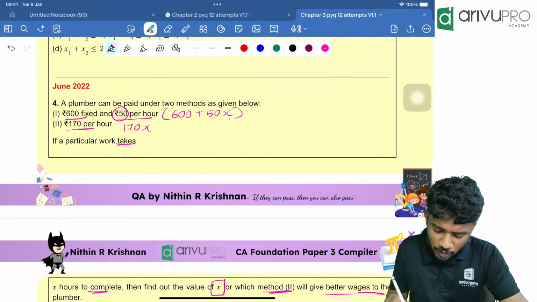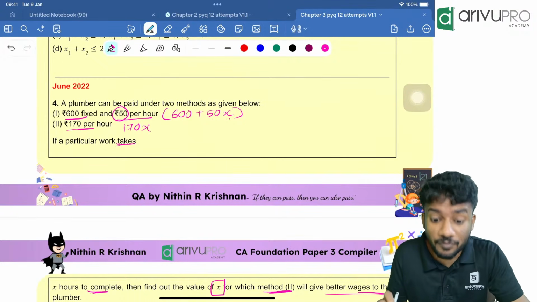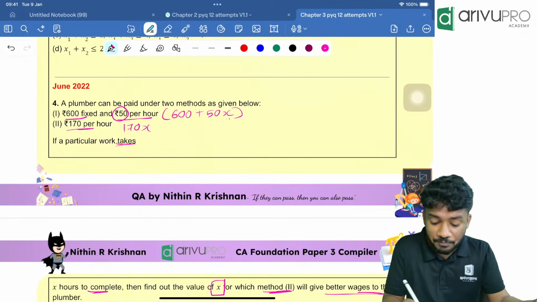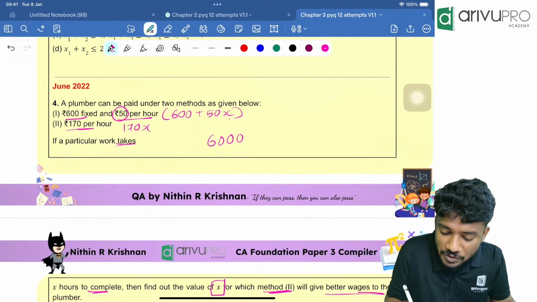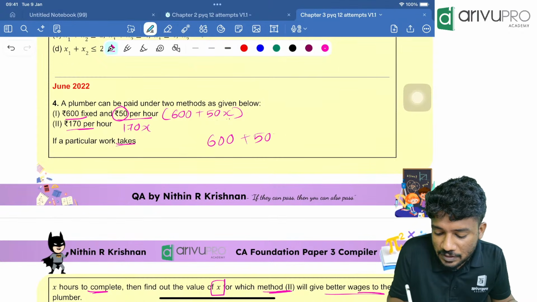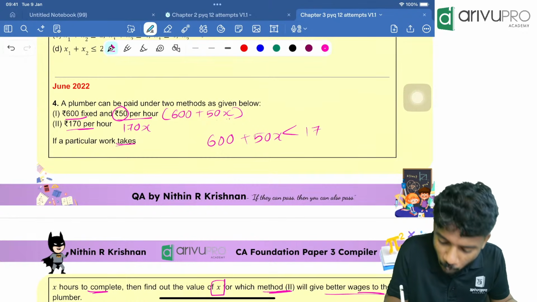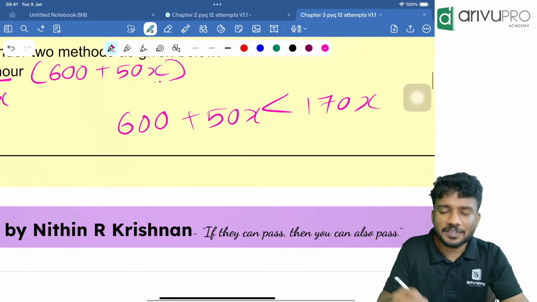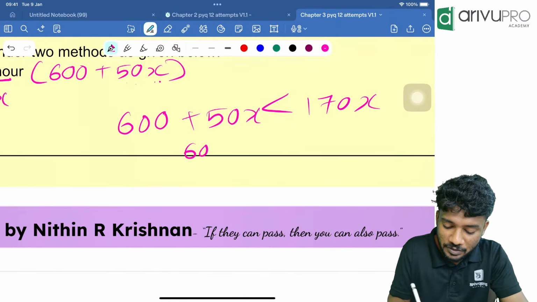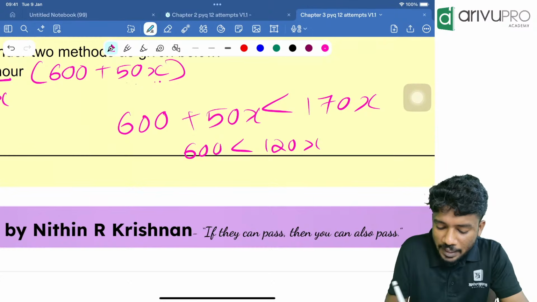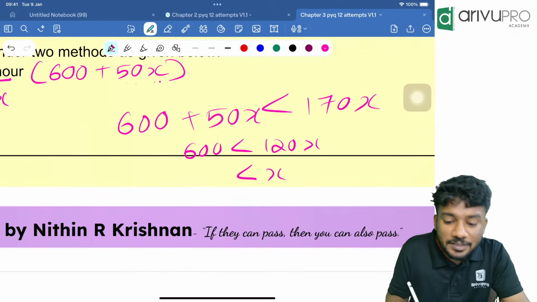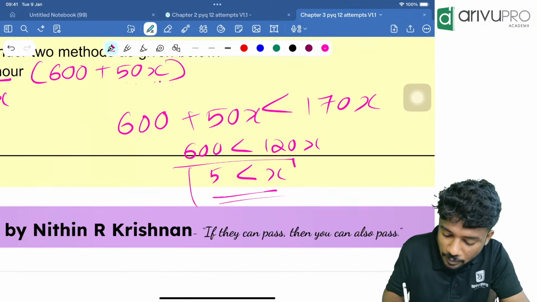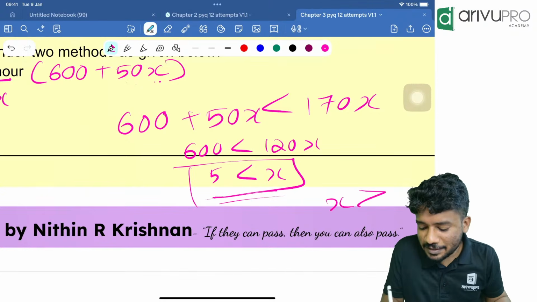So our question is that method 2 will give a better wage. That means method 2 should be greater, method 1 should be lesser. From that, 600 plus 50x is less than 170x. From this you can solve it easily, right? That means 50x goes to the other side. That means 600 less than 120x. That means x is 600 divided by 120, which is 5. That means x is greater than 5.